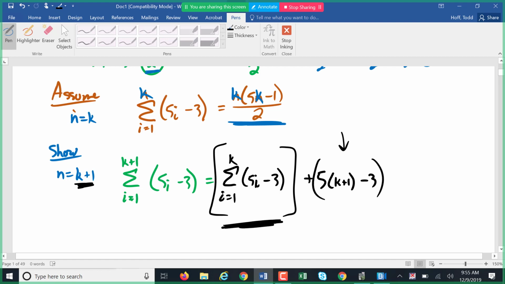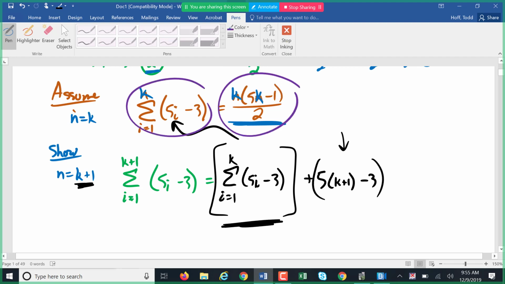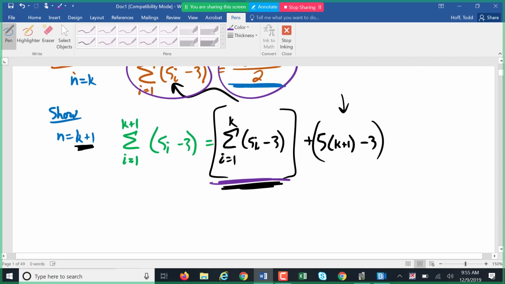This is just the summation we had up here in our assumption. We know that that must be equal to, or we assume that it's equal to k times 5k minus 1 over 2. So I can substitute that in for this summation. That's going to be just k times 5k minus 1 over 2. And now we're going to add that to 5 times k plus 1 minus 3.